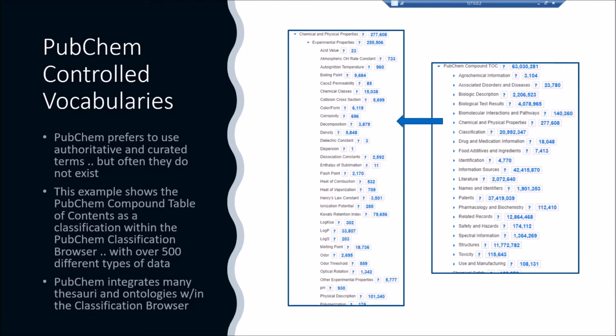Inside our table of contents, just for compound alone, because we have separate tables of contents for other entity types inside PubChem, like enzymes, genes, proteins, pathways, patents, and so on, we have just for compounds alone over 500 different entities or types where we can then hang data off. The numbers that you see there to the right are the number of compounds that have this type of data.